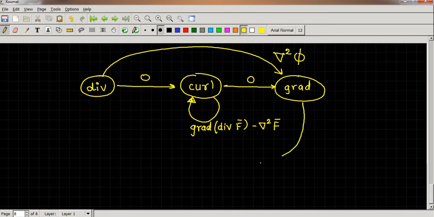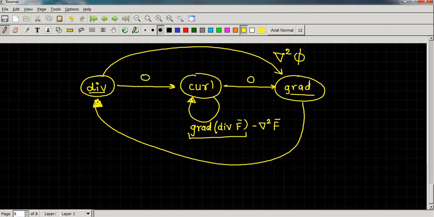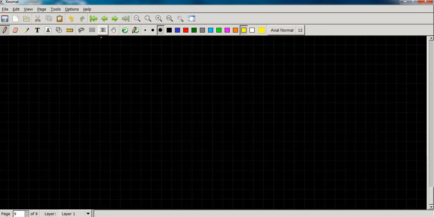And if we go in this direction, gradient of divergence of vector point function f bar is equal to curl of curl of f bar plus Laplace equation of f bar. So this simple diagram will contain all the vector identities which are essential as well as important. Moreover, we need some more vector identities for solving examples.